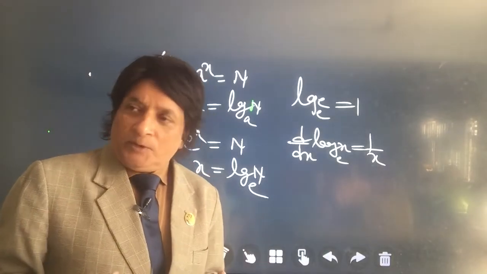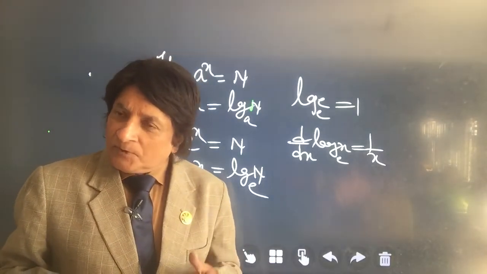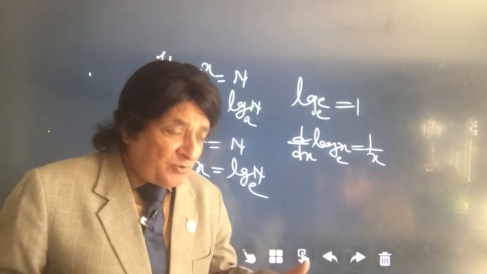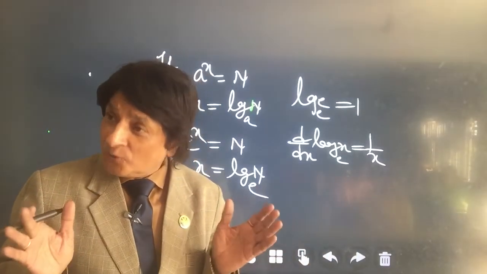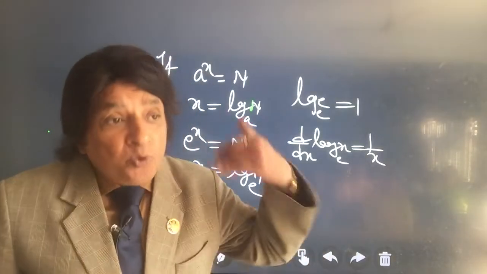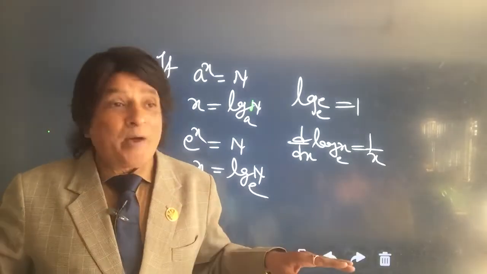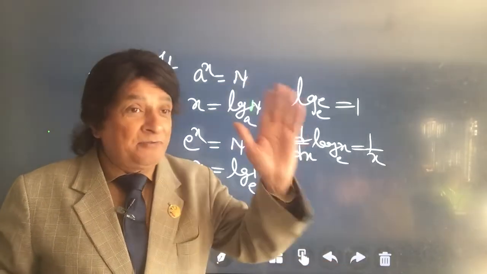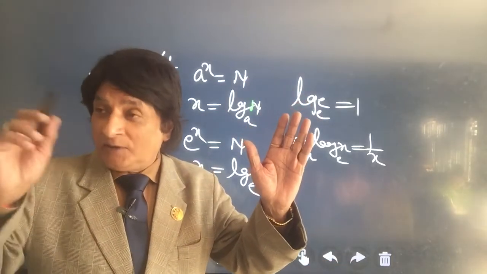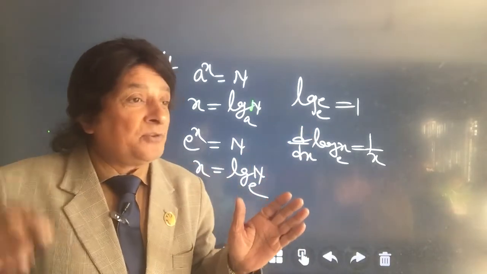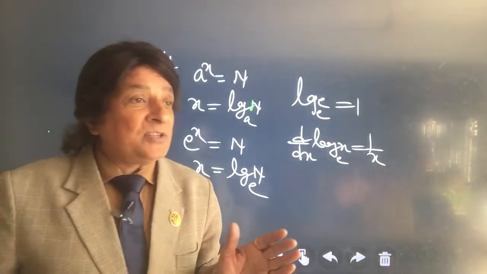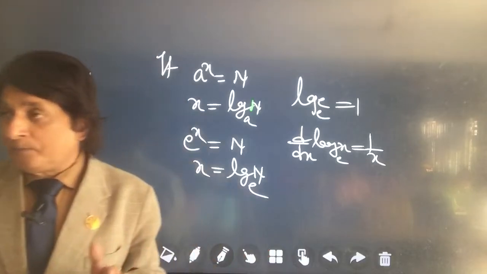dx of uv is u as it is, dx of v, plus v as it is, dx of u. dx of u upon v is v square in the denominator, and in the numerator v as it is, into dx of u, minus u as it is, dx of v.